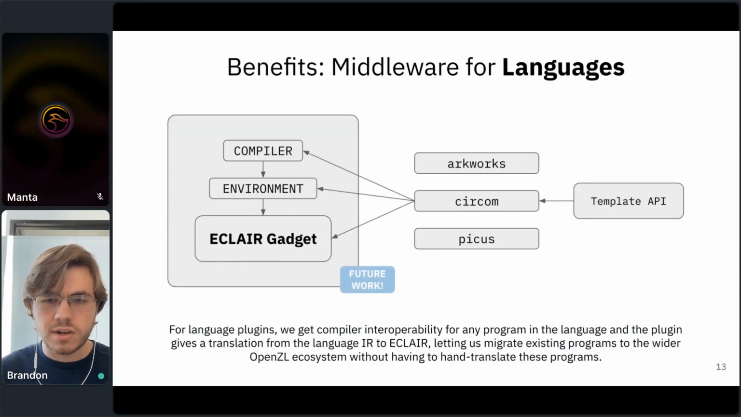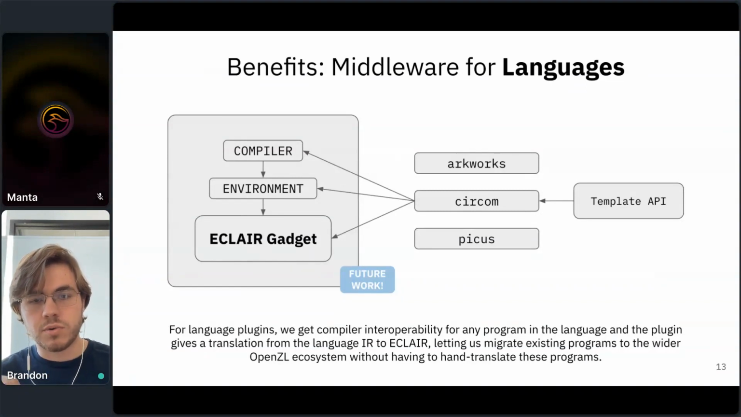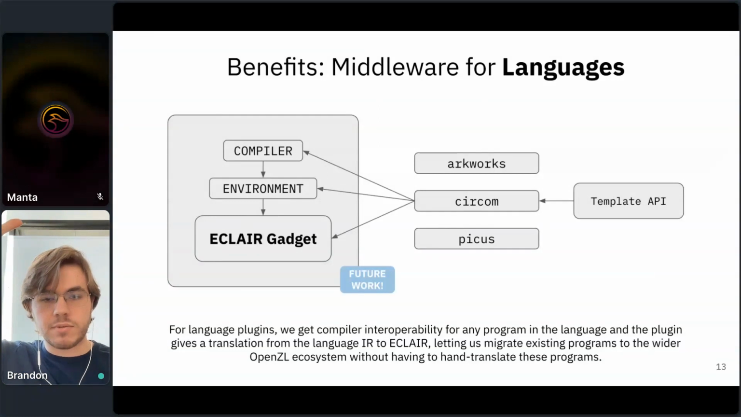For languages like zircon, a plugin would give OpenZL access to programs in that language by transpiling them into ECLAIR. So we can cross the bridge from high-level language all the way down to proof system. This gives us the benefit of letting us migrate code bases between languages over time. We don't have to rewrite all our production code. Let's say you want to go from zircon to Halo 2. You don't have to rewrite all your zircon. You just go through ECLAIR in between.